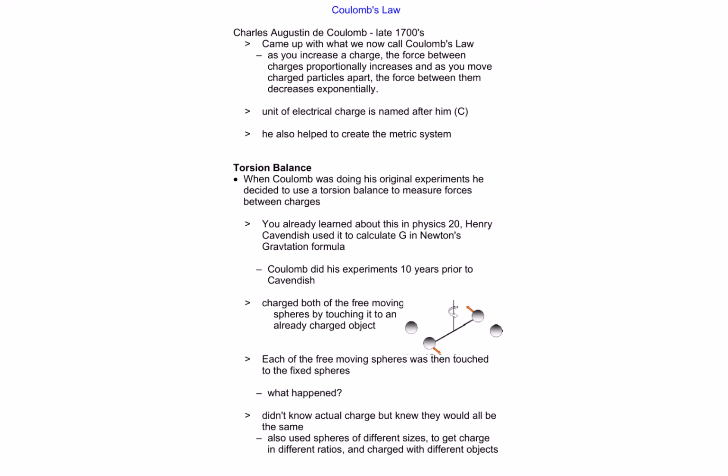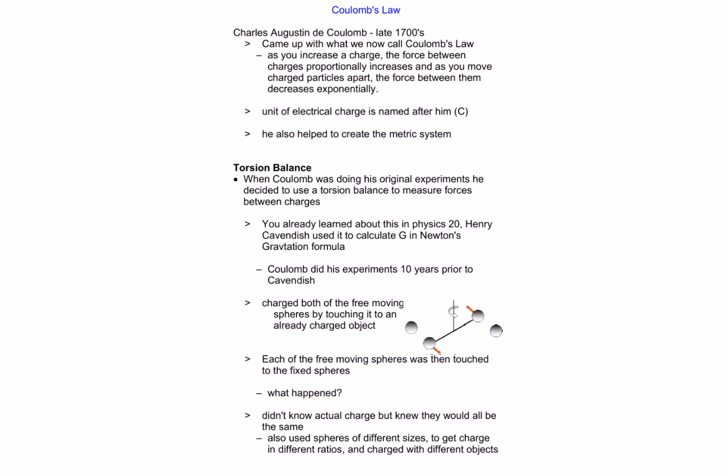He did a bunch of experiments, and for all of his work, we've honored him by calling the unit of charge a coulomb. So if we're trying to explain how much charge is on an object, we could say it has 3 millicoulombs of charge or whatever. Another thing he was famous for is that he was one of the key people involved in creating the metric system, which is an interesting side note.